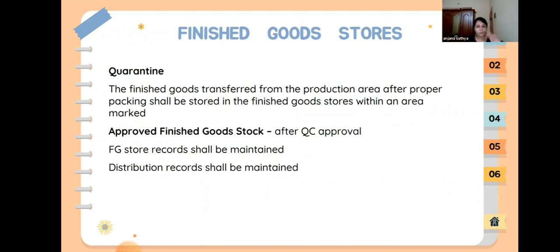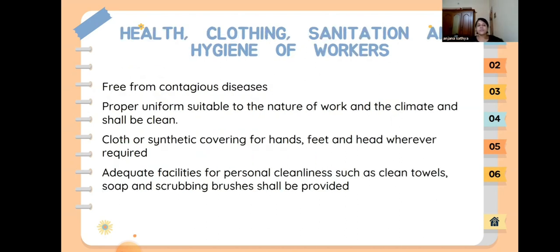In the finished goods stores also, you have to maintain a record of how much quantity you received from the packing session. And next one is health, clothing, sanitation, and hygiene of workers. The workers have to be free from contagious diseases, and a proper uniform suitable for the nature of the work has to be used by the employees. Cloth and synthetic covering for the hands, gloves, can be used as per the duty. And adequate facilities for personal cleanliness, such as clean towels, soap, and scrubbing brushes, have to be provided to the employees.